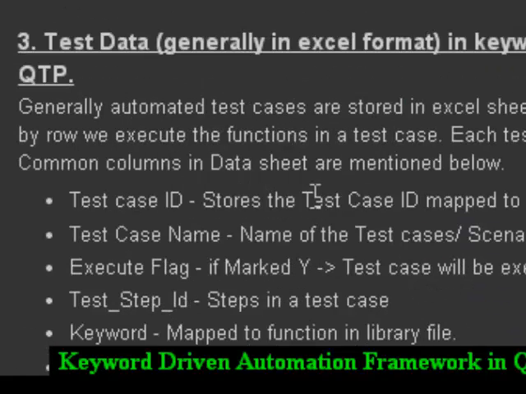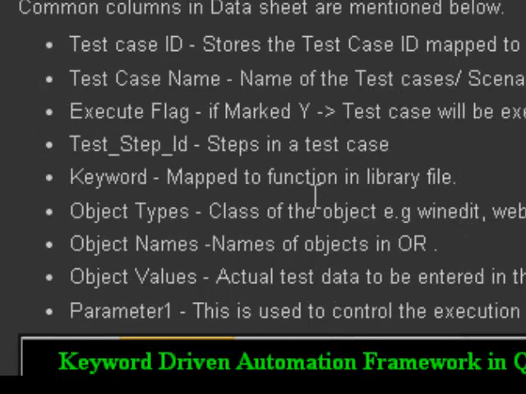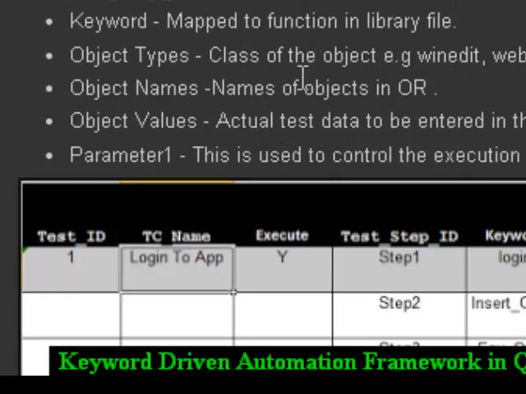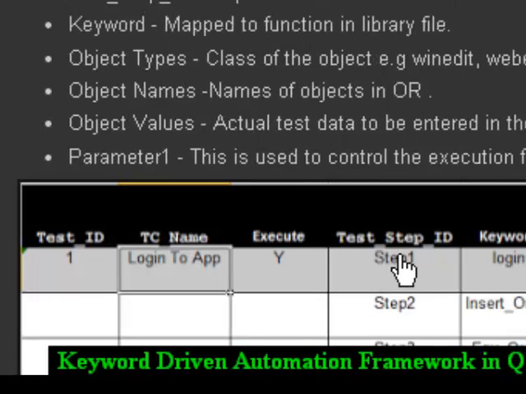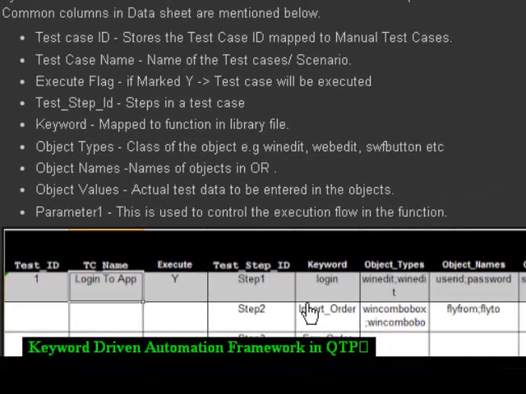Next is the test data, that is the crux of the automation framework. Test data is very important, in which we are going to store the test steps, test case ID, test case name, everything, like test objects in which we want to enter the data, and all that information is stored in the test data. That is normally stored in an Excel file. The important columns of that Excel file are test case ID, test case name, execution flag, test case steps, keywords, object types, object names, and object values. Object types, object names, and object values contain information like what kind of object it is, like button, text box, and so on. Then object names is the name of the object in the repository, and object values is the actual values you want to put into those objects.